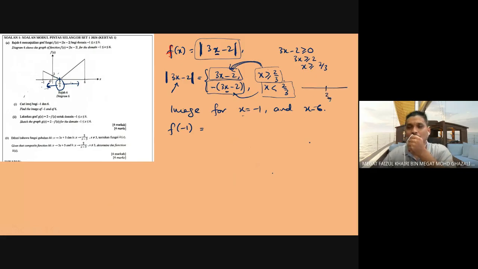This is 2 over 3, less than and greater than. So where is -1? On the right side of 2 over 3? Left. And x equals 6, on the left side of 2 over 3? Right. So for x equals -1, are we going to substitute this -1 into this function?